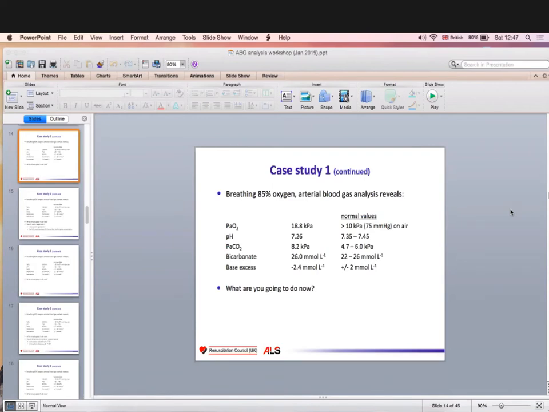Otherwise, there will be a buildup of acids. For example, say there's a patient with acute renal failure or acute kidney injury. And because the patient is not passing adequate amounts of urine, the patient will be accumulating acids, and the patient will have acidosis.